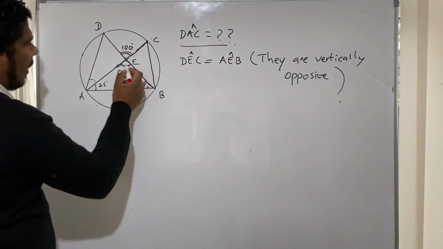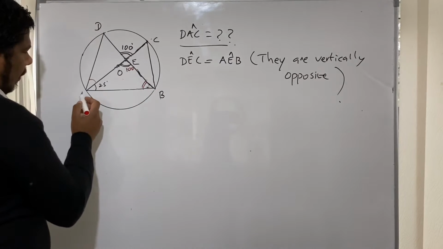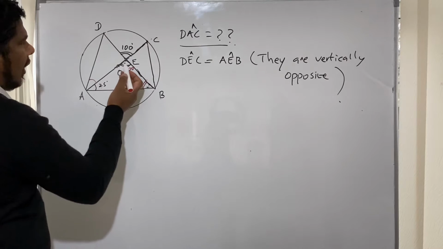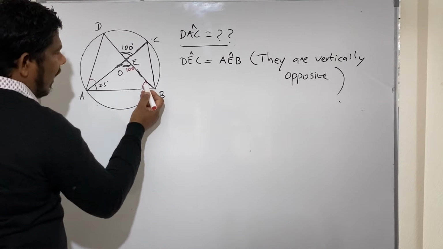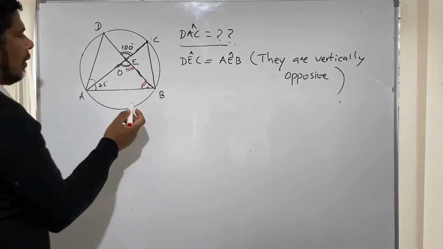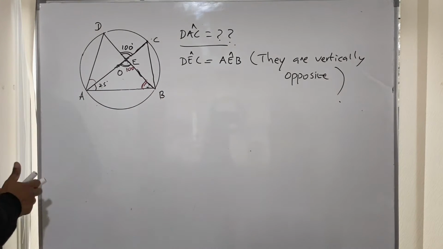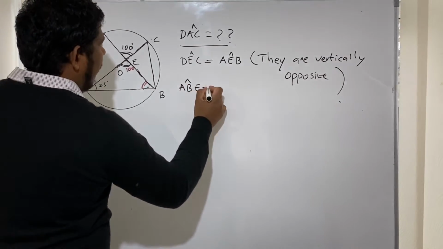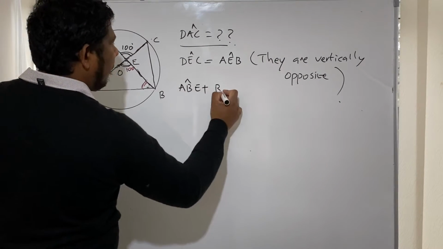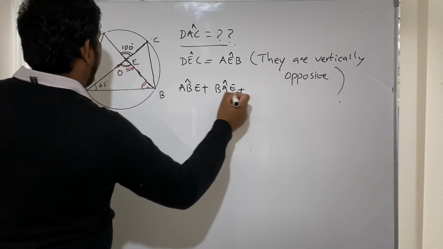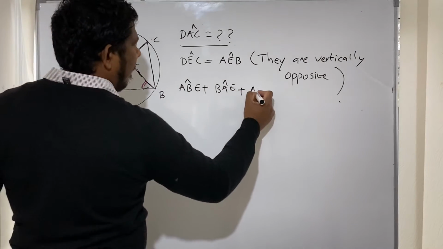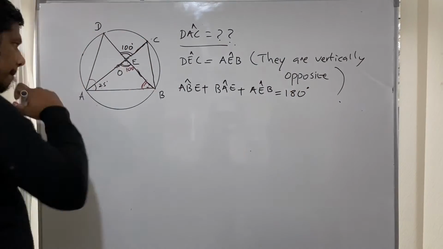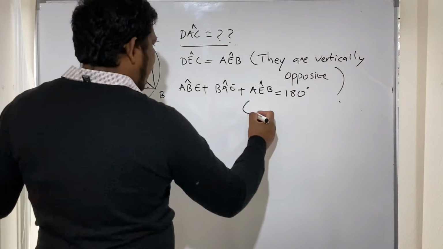So now we found this angle is 100. If you look at this triangle AEB, we know this angle is 25 and this is 100. So we can find this angle, because angles in a triangle add to 180. So we can write down that angle ABE plus angle BAE plus angle AEB is 180, because we can write down the reason.